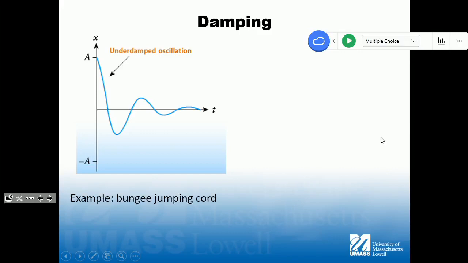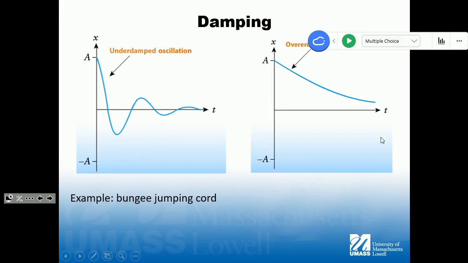A bungee jumping cord is like an underdamped oscillation. If you've seen videos of people bungee jumping, be careful Googling videos of people bungee jumping, by the way. Sometimes the cord breaks. Anyways, if you've seen people bungee jumping, they do this, and then they eventually slow down. They're not doing that indefinitely. They're slowing down. So it's an underdamped oscillation. This is what an overdamped oscillation would look like. You go right back to where you started slowly.